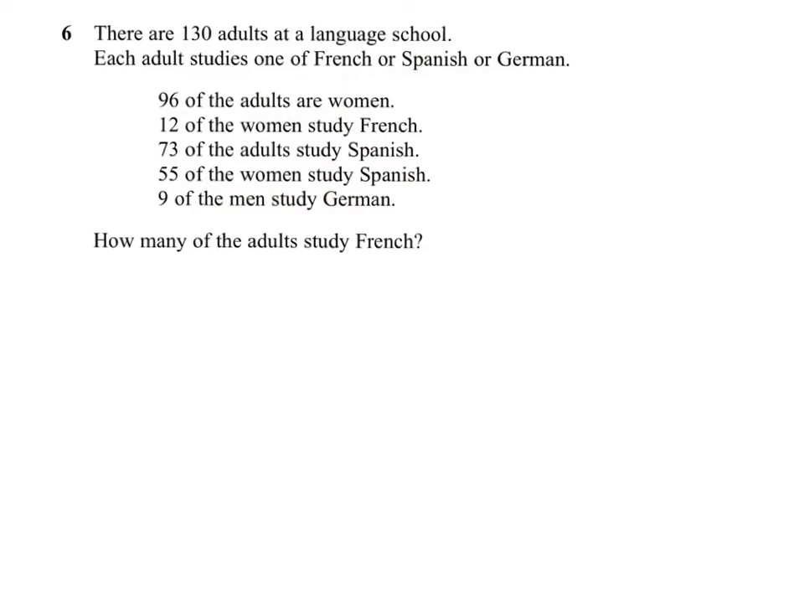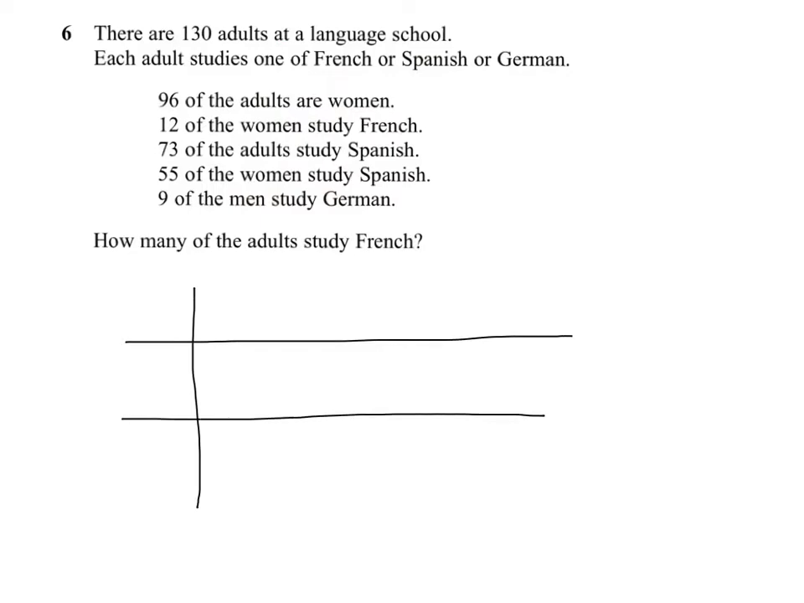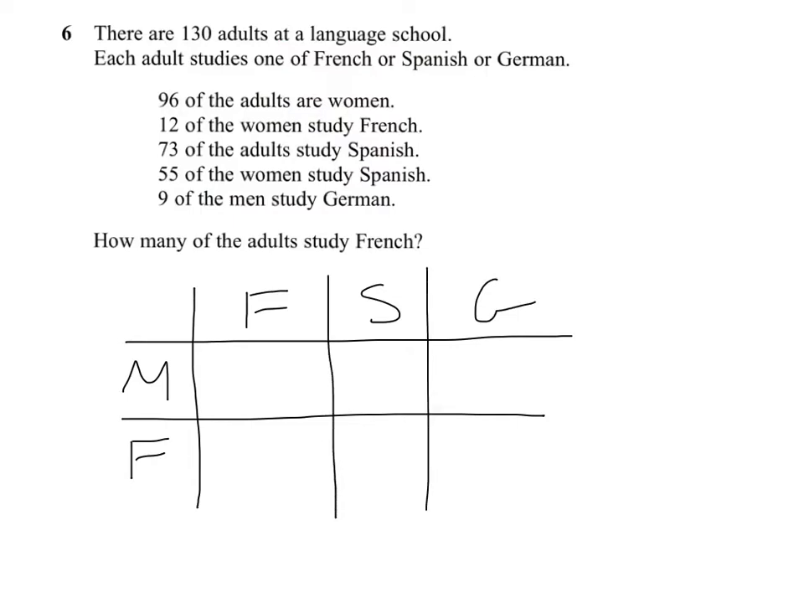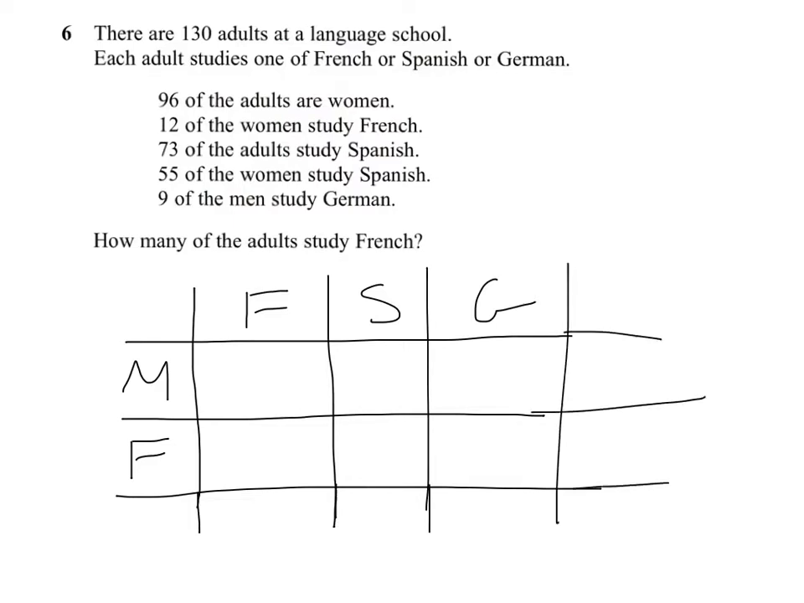Now, a bit of a tricky question this, because it hasn't been put in this way before, but this is a two-way table. So as long as you organise it into a two-way table, then you'll get your answer. So we're going to categorise the adults as either male or female. Now, they only study one language, so they study either French, Spanish or German. Okay, and then we will have some totals as well. We may or may not need that. Probably will. So I'll extend the columns.